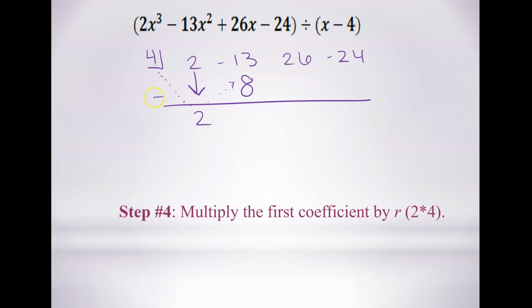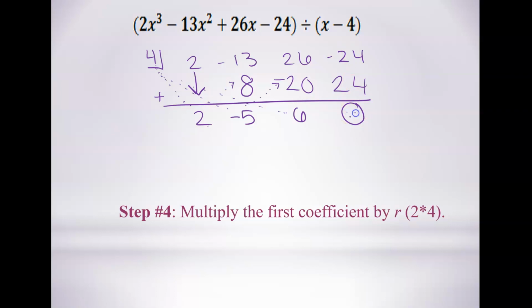Then what we're going to do again is we add straight down. So negative 13 plus 8 is negative 5. Then you multiply that number in the box times negative 5, and you write it under the next term. So you get negative 20. You add those numbers together, so you get 6. You multiply 4 times 6 to get 24. Add those numbers together to get 0.